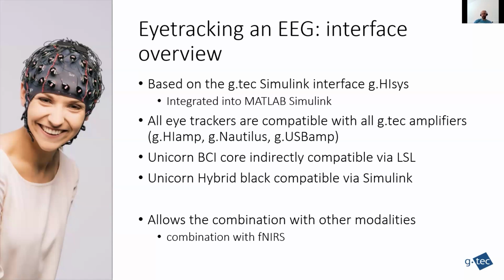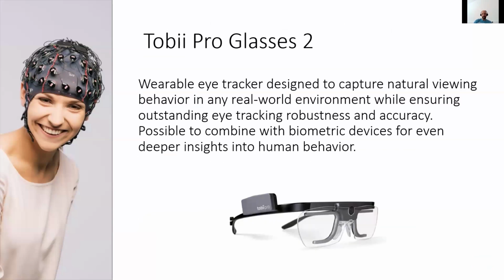Once you are within MATLAB Simulink and g.HIsys, you can use all the toolboxes already implemented in g.HIsys for signal processing or feature extraction. You can also combine it with other toolboxes, for example with fNIRS. That would be a super interesting experiment, combining eye tracking, fNIRS, EEG, and EXG. Now I want to go a bit more into detail about the Tobii Pro Glasses 2 and 3.